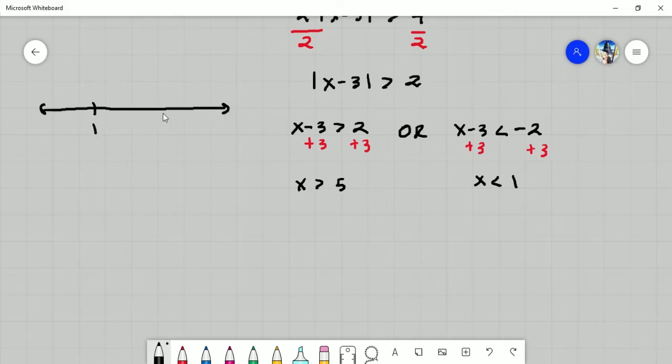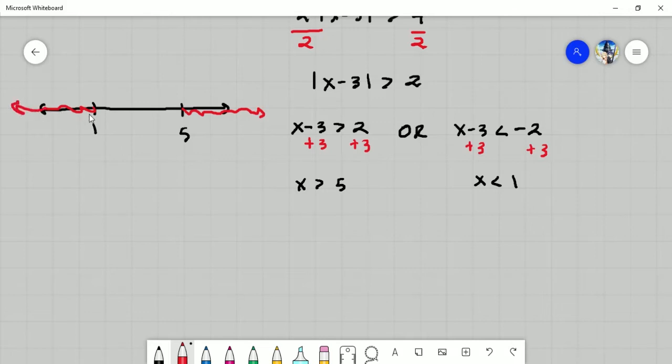My 1 here and my 5 is here. And it's saying in the first one, x greater than 5. So that will be going to the right of 5. And then the other one, x less than 1. So that would be going to the left of 1. So yeah, that's how it looks.